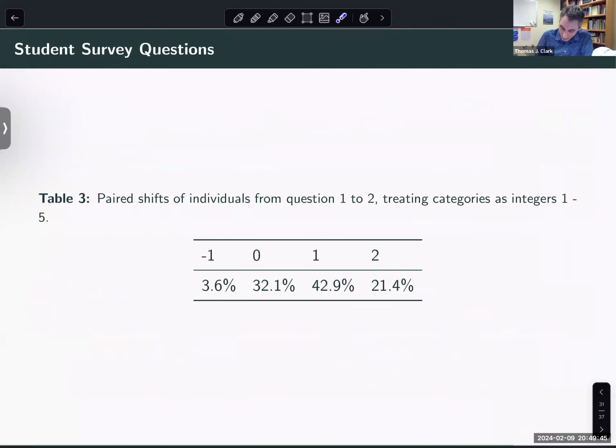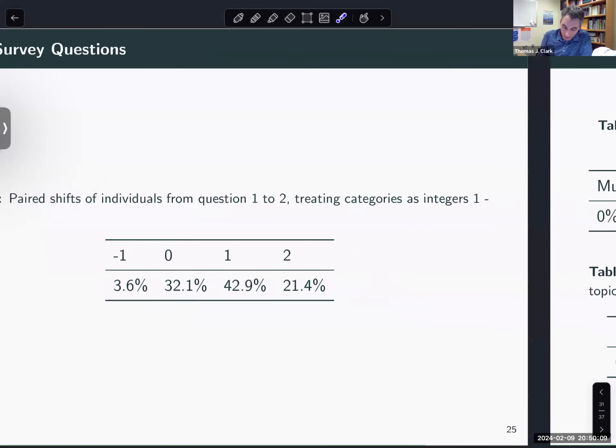These are the shifts. If they moved one over to the right, most students moved 1 or 2 units to the right. Some students didn't move. I guess one student, maybe one math major, wasn't so happy about all the modeling, and they moved to the left. But most students either stayed where they were or moved to the right.